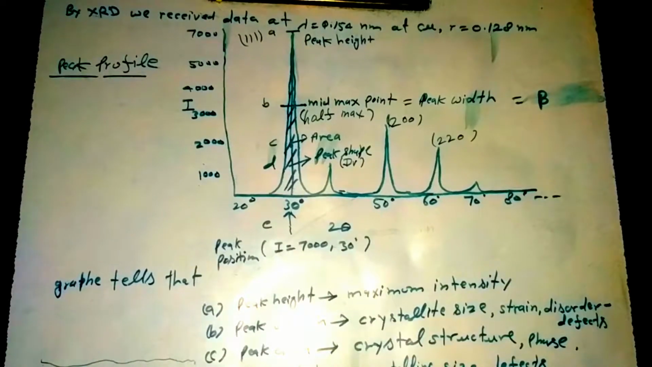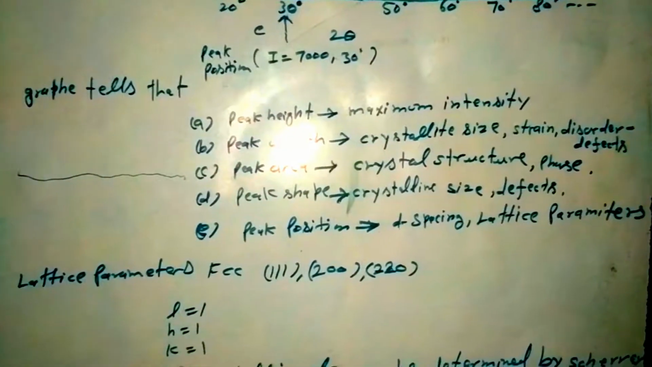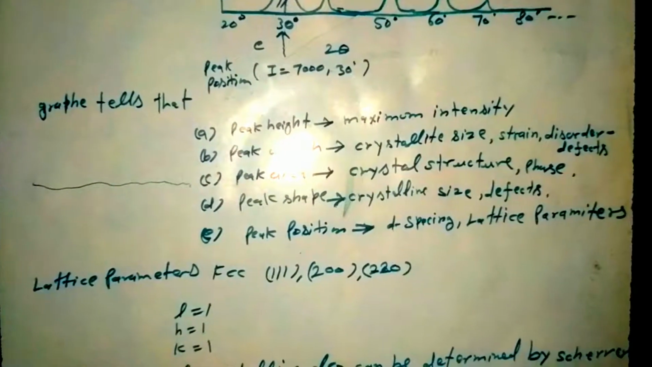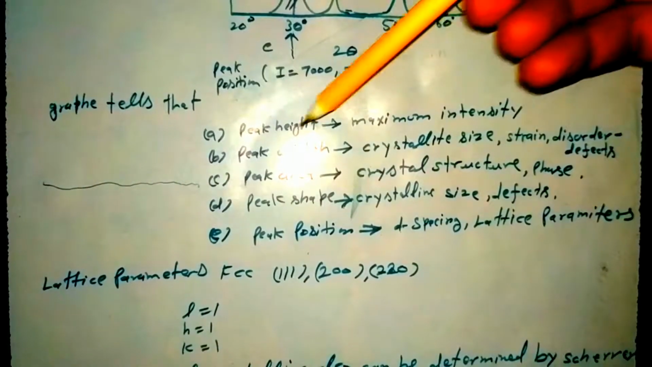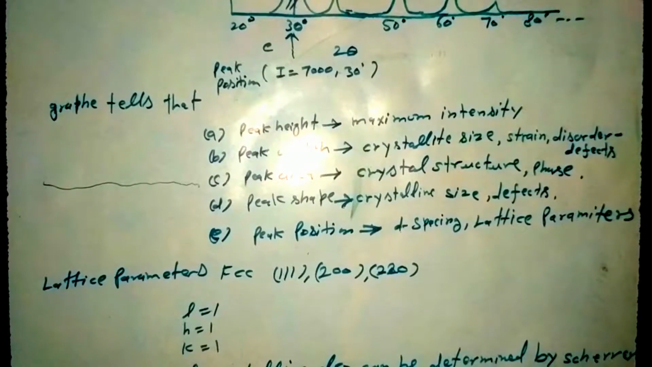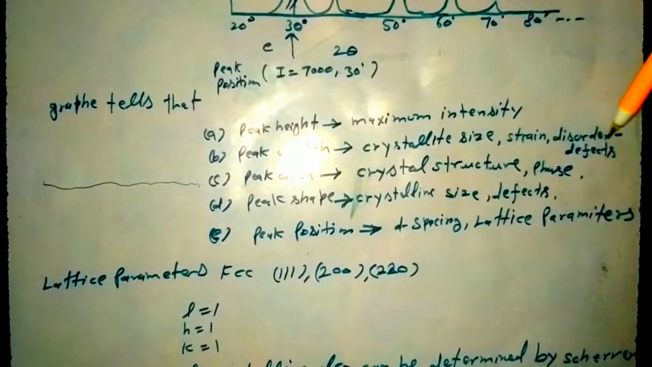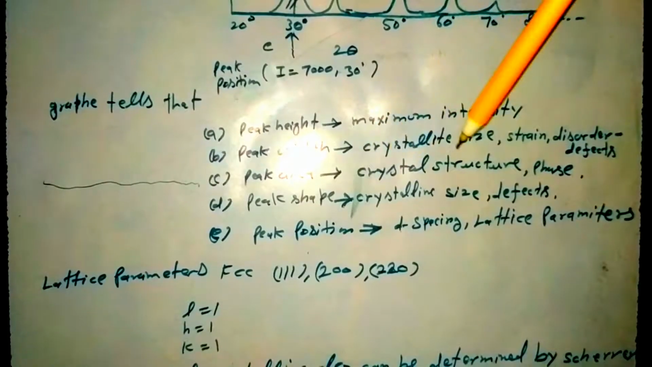Like peak height. The peak height tells about the maximum intensity we are receiving, at the angle 2 theta of 30. And peak width tells about the crystallite size, strain, disorder, and defects. Peak area, the area under the peak, tells about the crystal structure and the phase of the crystallite.